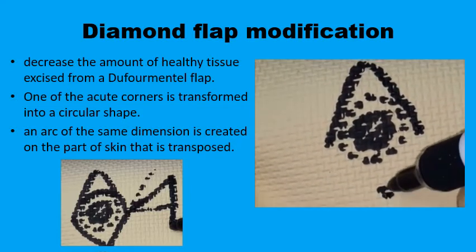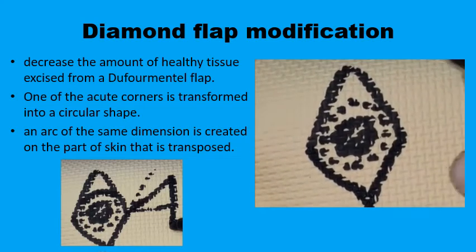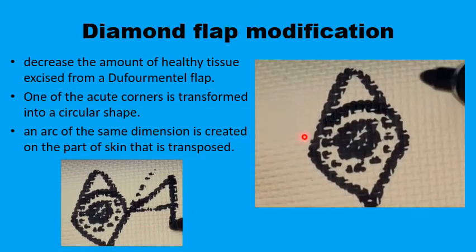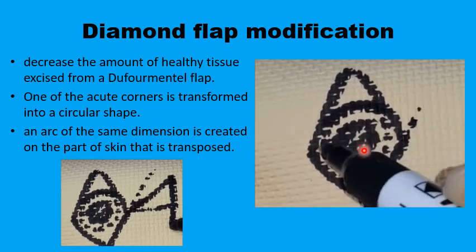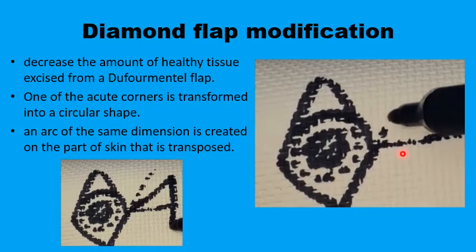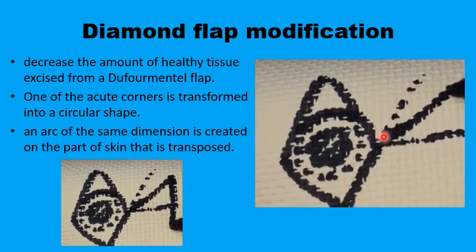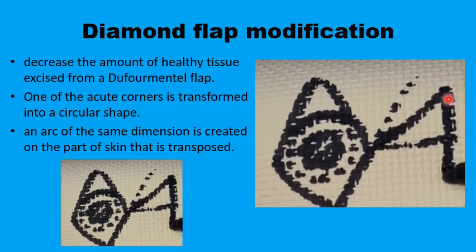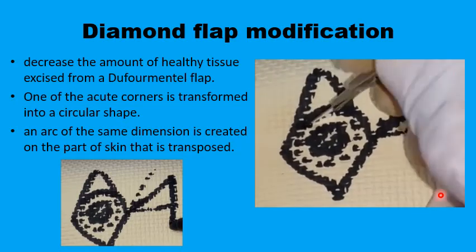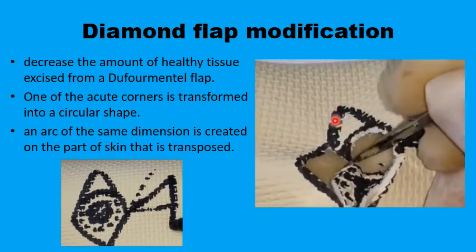You would draw the rhomboid shape as usual, but this time rather than excising these pieces of skin at the top, you would try to preserve this. Now extend the short diagonal and one of the sides to get the Dufourmental flap design. And now the lesion is excised, sparing some part of the tissues here at the top.